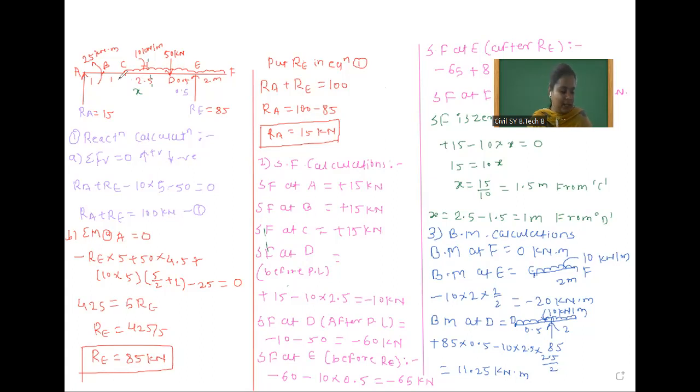Now we will calculate bending moment at C. But before that, we will calculate maximum bending moment, because the zero shear force location is in between C to D. Where shear force is 0, at that point bending moment is maximum. So shear force is 0 at 1.5 meter from C. So at this point we will calculate maximum bending moment. So next step is maximum bending moment.